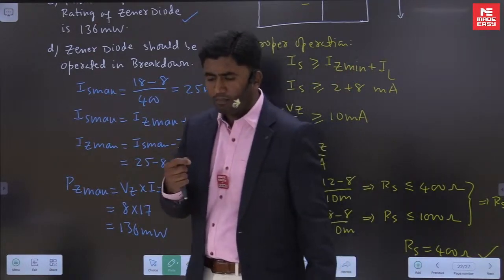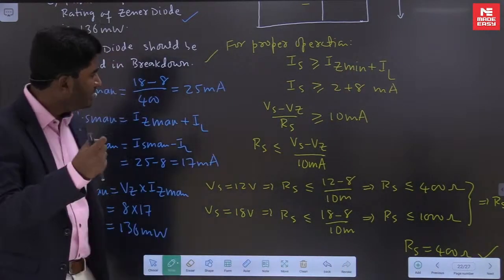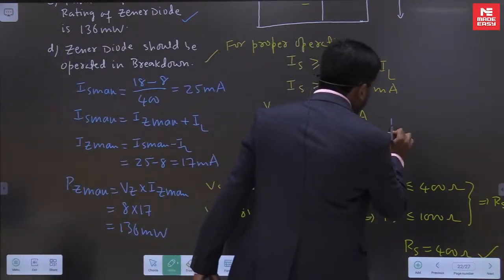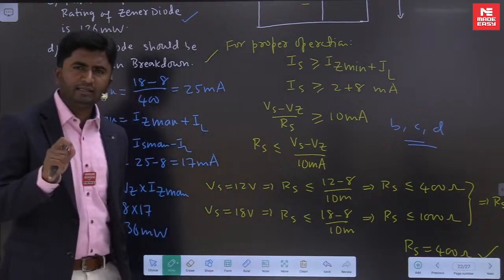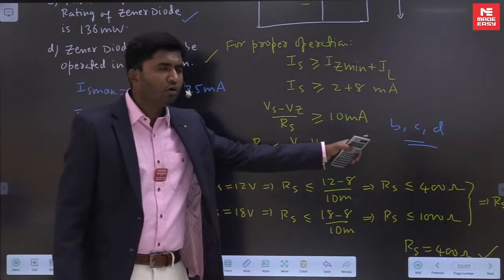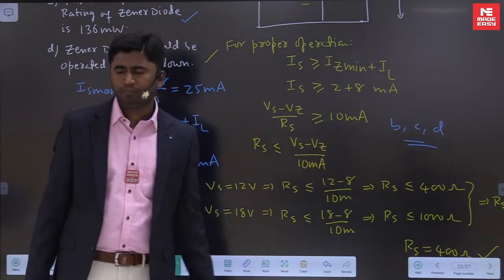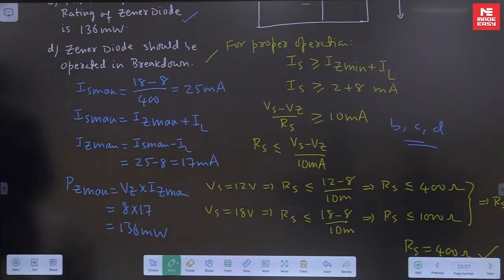So in this multiple select question, 3 options are correct. And what are the correct options? B, C and D. Option A is false, whereas other 3 options B, C, D, they are correct. So this was your MSQ.